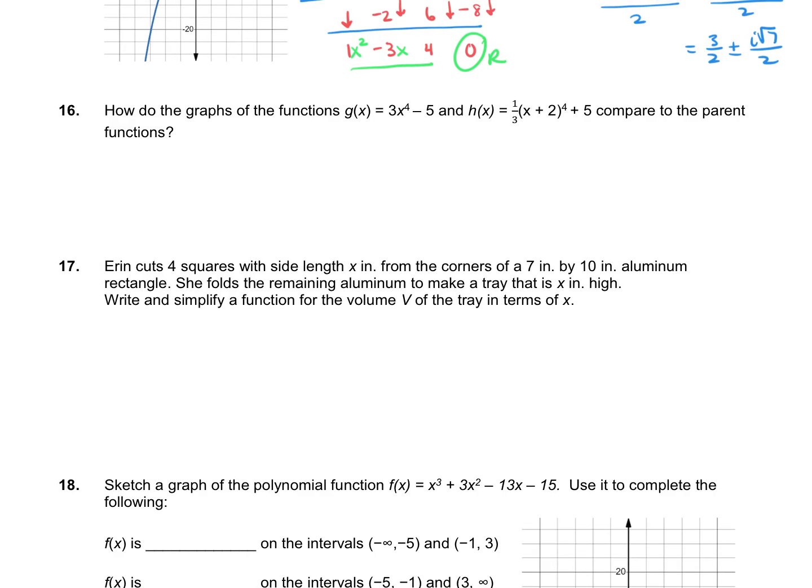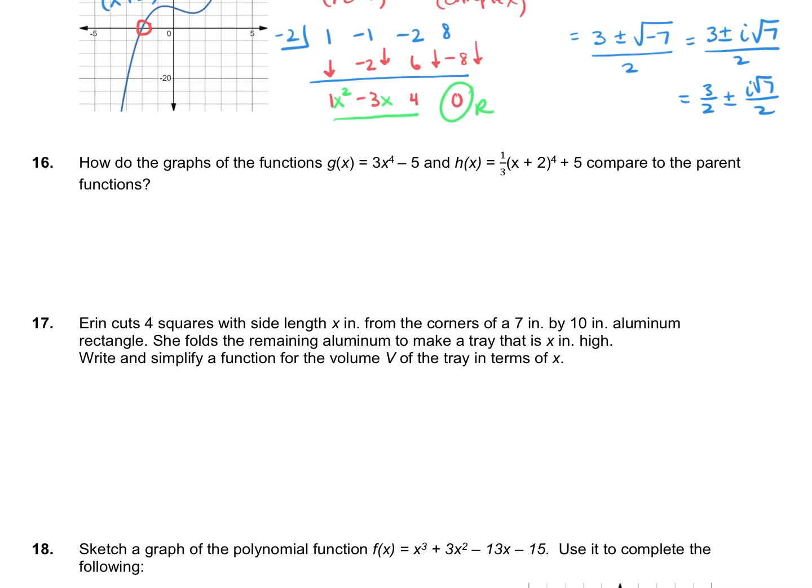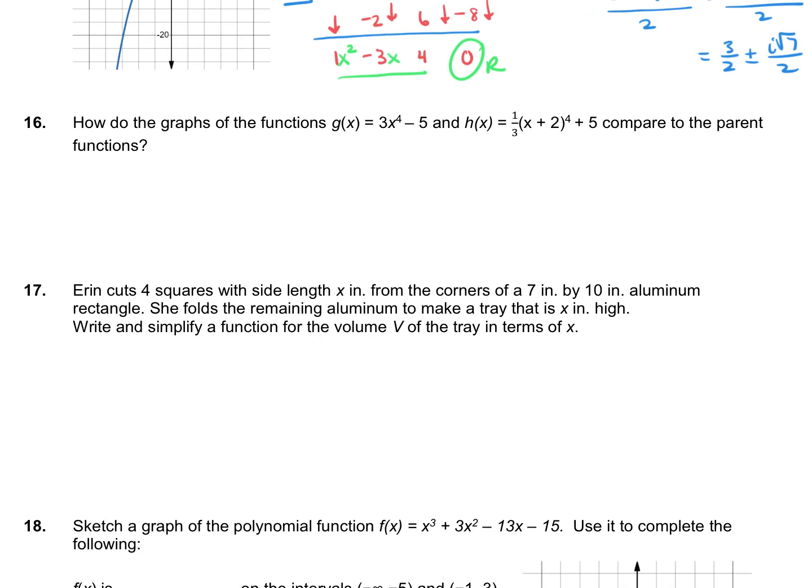All right, number 16. How do the graphs of the functions g of x equals 3x to the fourth minus 5 and h of x equals 1/3 (x plus 2) to the fourth plus 5 compare to the parent function? So do you notice how this is an x to the fourth? So the parent function, I'm just going to say, is f of x equal to x to the fourth. No other numbers. That is the parent function.